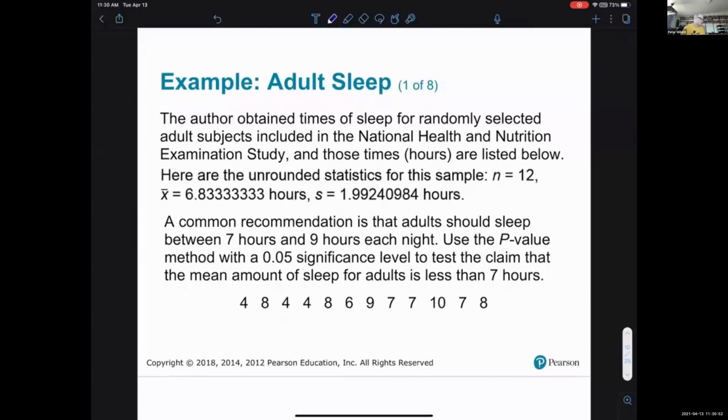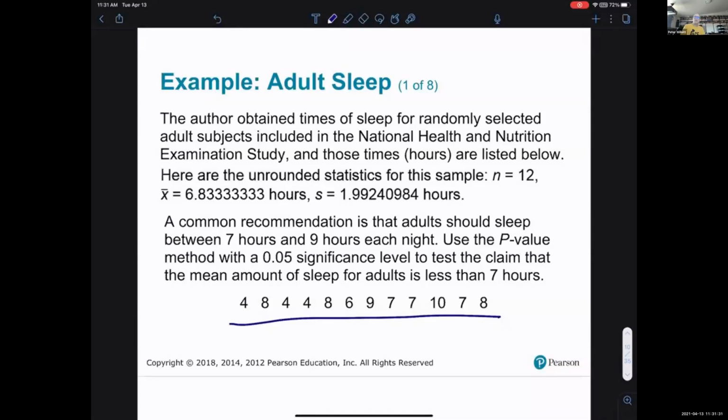We have 8 slides to consider this example, which is looking at adult sleep. The author obtained times of sleep for randomly selected adults included in the National Health and Nutrition Examination Survey, and those times are listed below. So these are the times in hours for the sleeping adults in their study. And here are the unrounded statistics for the sample where n was 12. So they have 12 values here, and they went ahead and showed you the mean and standard deviation for the data given here.